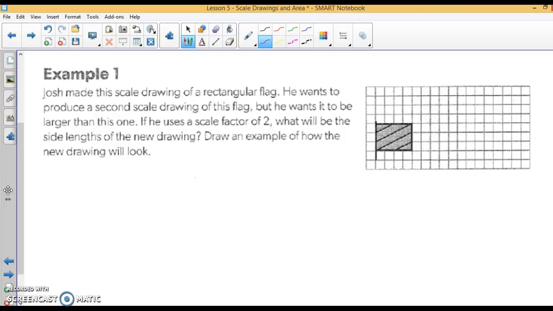So, a scale factor of 2 basically means you're doubling it. So, this side, 1, 2, 3, 4, is 4. If we double it, it's going to be 8. This side is 1, 2, 3 units. 3 times 2 is 6. So, if I make my new drawing, I'm going to go 8 across, 1, 2, 3, 4, and 6 up. There's my new drawing, 8 by 6. This was 4 by 3. Scale factor of 2 means we are basically doubling. It's the constant of proportionality.